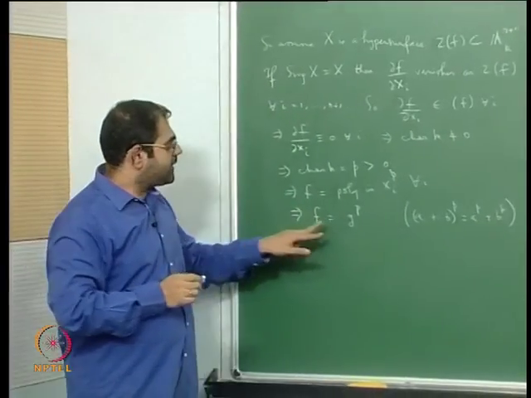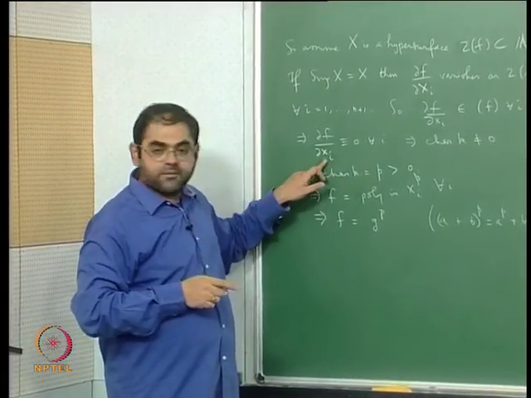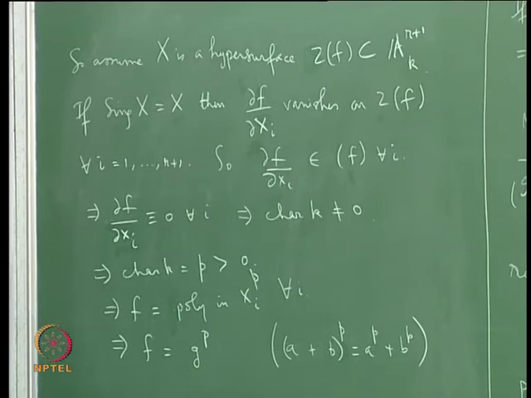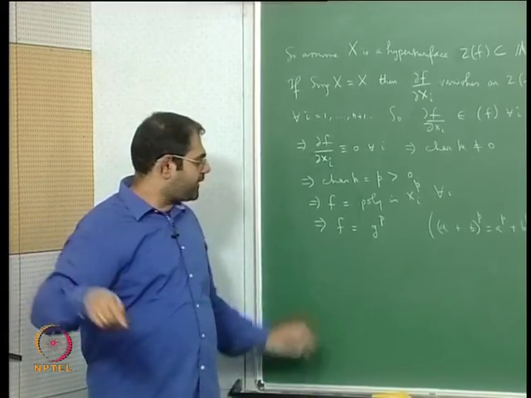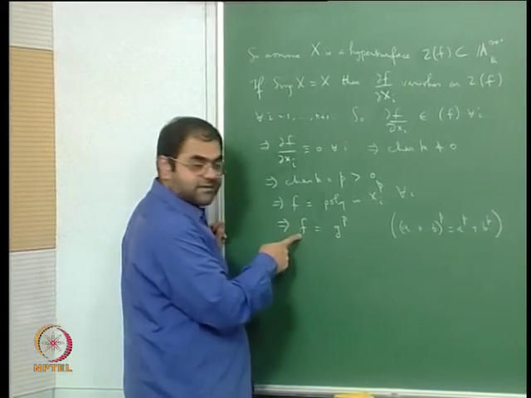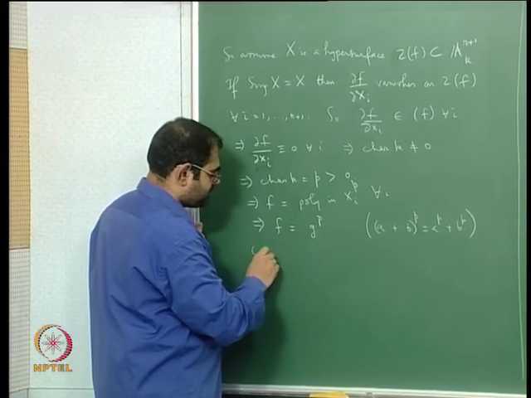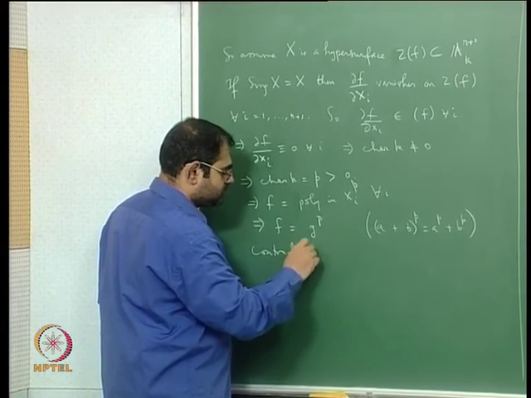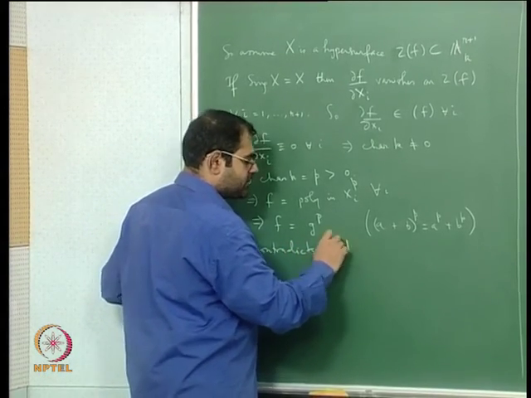So if a polynomial is a polynomial in all these xi^p, then you take the pth root of all the coefficients, and you can write the polynomial itself as g^p. But this will contradict the fact that f is irreducible; it contradicts the irreducibility of f.